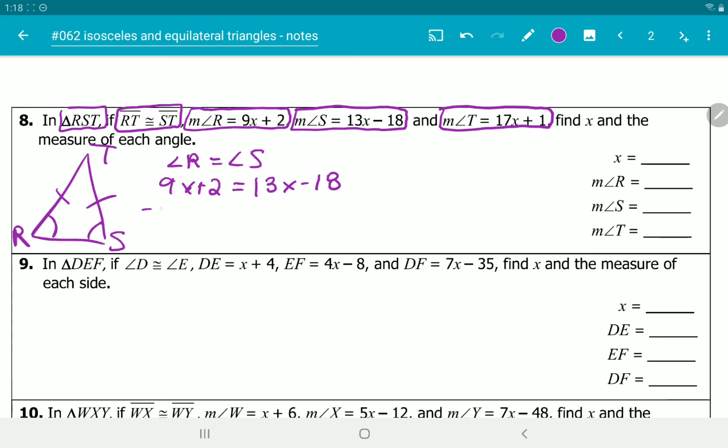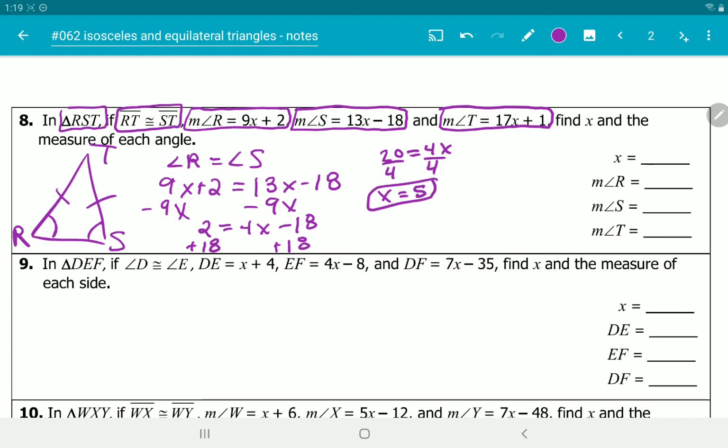Okay, I'll subtract the 9x to the other side. That gives us 2 equals 4x minus 18. We'll add 18 to both sides. That will give us 20 equals 4x. Divided by 4, that gives us that x is equal to 5.